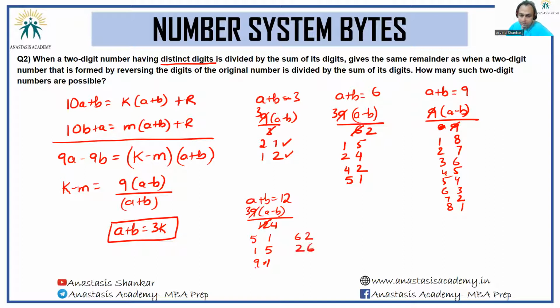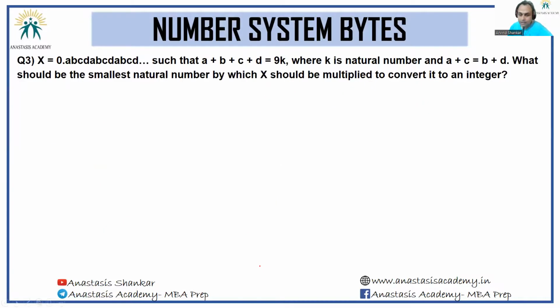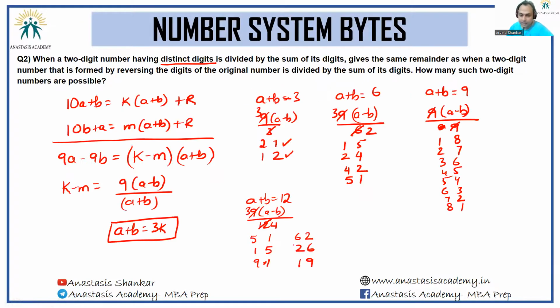62, 26 would work. 91, 19 would work. 8 difference. Can I get 8 difference in any other case? No. 73 and 37 would work. Oh, I'm making a terrible mistake. I'm making sure that they are multiples of 4, but I'm not making sure that the summation is 12. Summation is 12 and their difference is a multiple of 4.